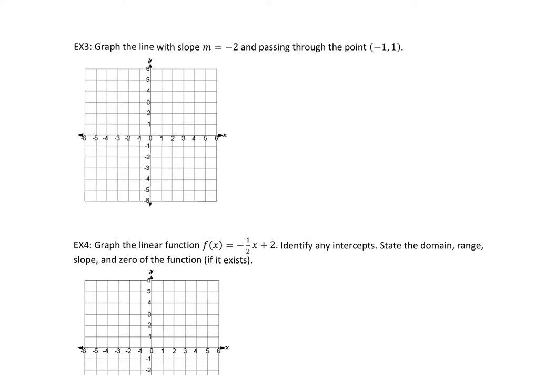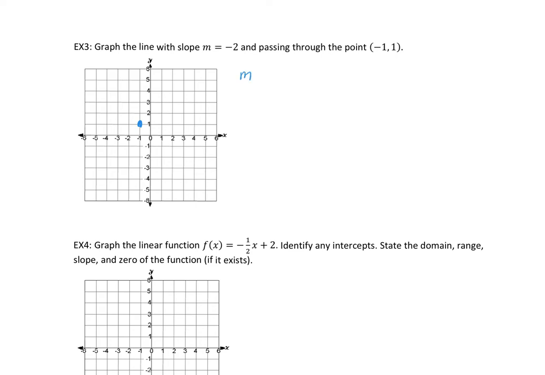Now in example 3, the directions are to graph the line with a slope of negative 2 and passing through the point (negative 1, 1). So this time I don't have an equation. I do have a slope and I do have a point. If I were to graph the point (negative 1, 1), then all I need is one more point to be able to draw my line. So I'm going to use the slope to count. When you use the slope to count to find another point, you have to remember the slope has to be written as a fraction, and if there's a negative, you have to choose whether you want the negative in the numerator or the denominator, because a negative represents a direction.